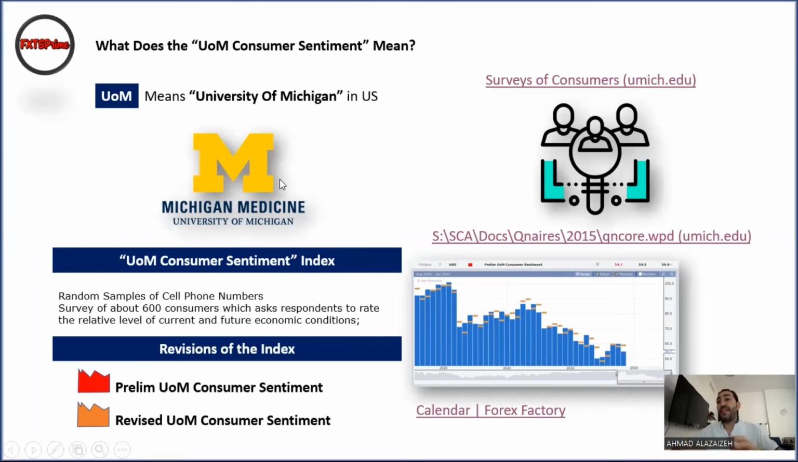So guys, this is the index in a simple explanation, and this is the consumer sentiment produced by the University of Michigan in the USA. We have discussed how to find it and how to analyze it. We have also discussed the two revisions of it, and we have explained what it contains. It's just a questionnaire of 600 or 500 consumers, and these answers explain whether the condition is worsening, getting better, or remaining the same.